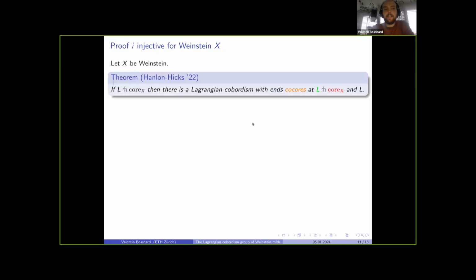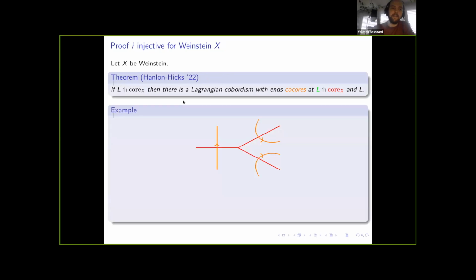To prove injectivity, we rely on a theorem, on a construction given by Andrew Hanlon and Jeff Hicks in 2022. They produced a very nice Lagrangian cobordism that is the following. I also have a picture here, so you can already better imagine what's going on. The core of X is here again drawn in red. Every smooth part of the core, which is always a singular Lagrangian submanifold, has a co-core. So for example, here we have this one, and the third one here.